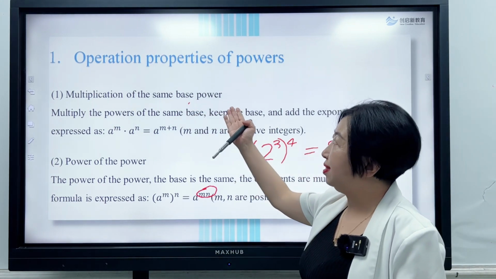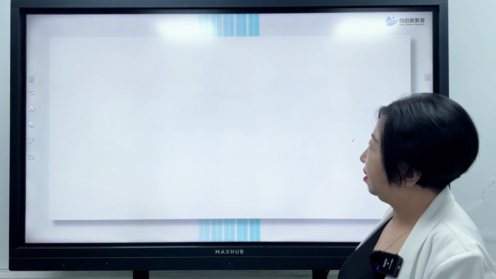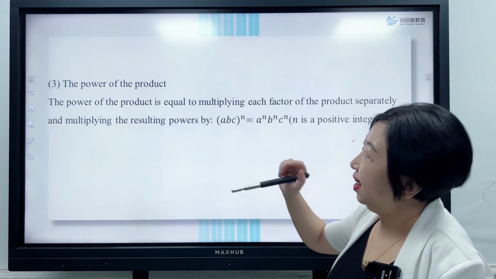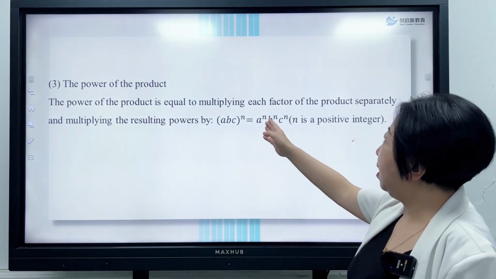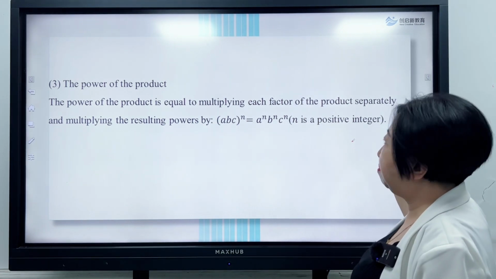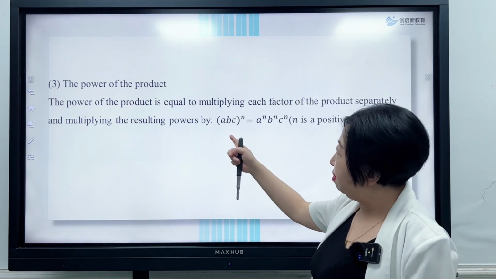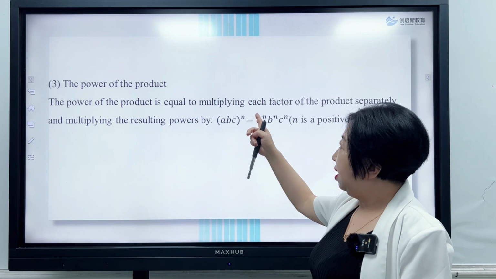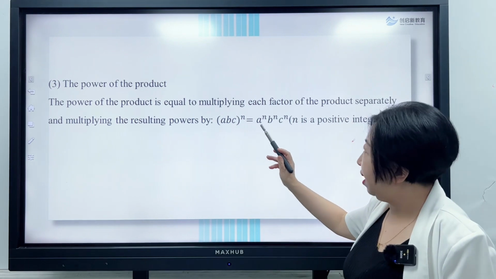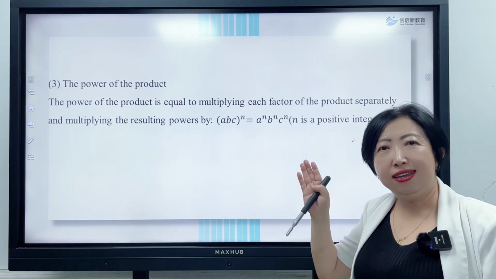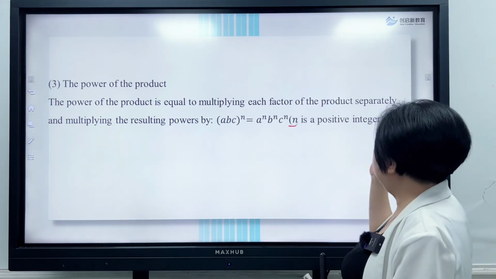First, multiplication of the same power. The second, powers of power. Okay, the power of the product. To raise a product to a power, raise each factor of the product separately and multiply the resulting powers. For example, a times b times c, to the n, equals a to the n times b to the n times c to the n. Of course, n is a positive integer.